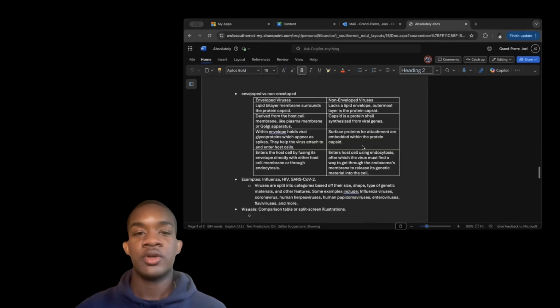Next, there's also the enveloped viruses versus non-enveloped viruses. Enveloped viruses have lipid bilayer membranes that surround the protein capsids, while non-enveloped viruses lack a lipid envelope. The outermost layer is the protein capsid. And then there are also some more differences between the two down there.